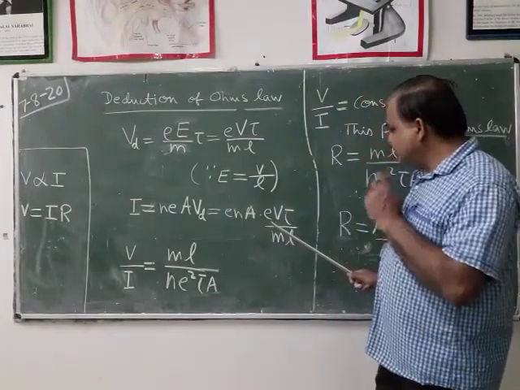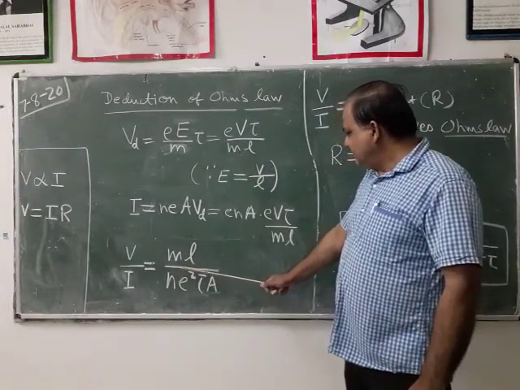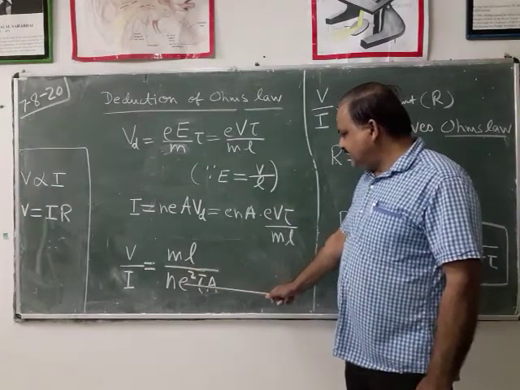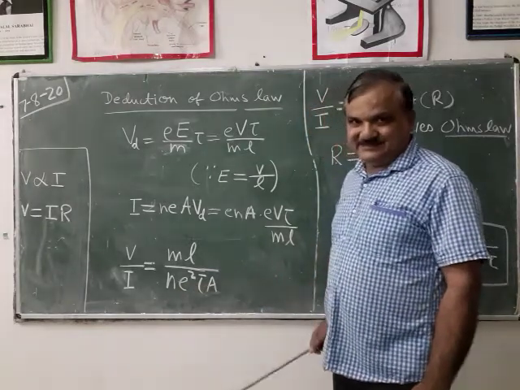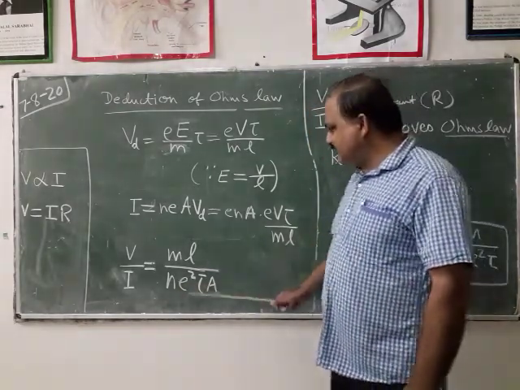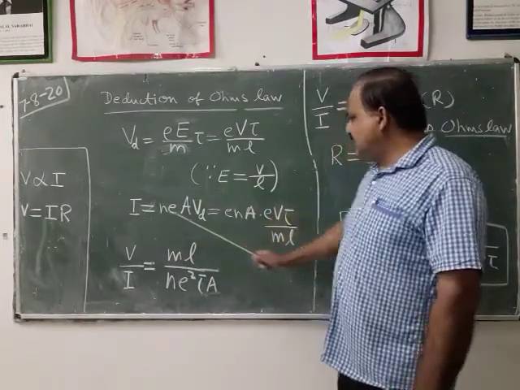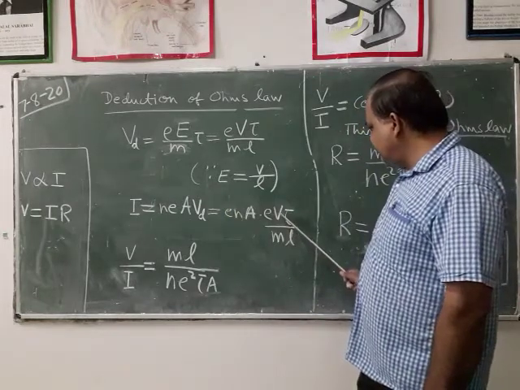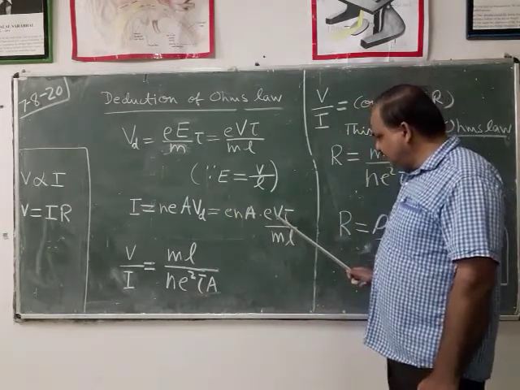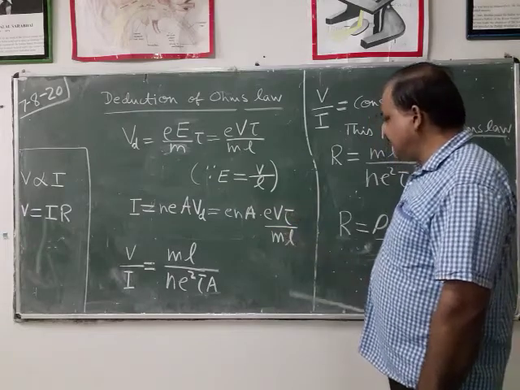By that relation we get V/I = mL/(n e² tau A). V/I is equal to this. This we get from I = n e A × e V tau/(mL), where tau is the relaxation time.